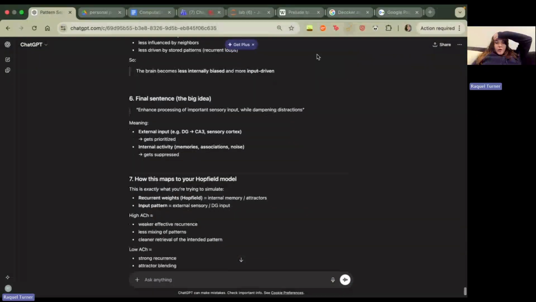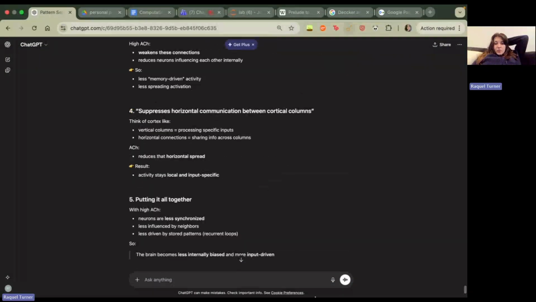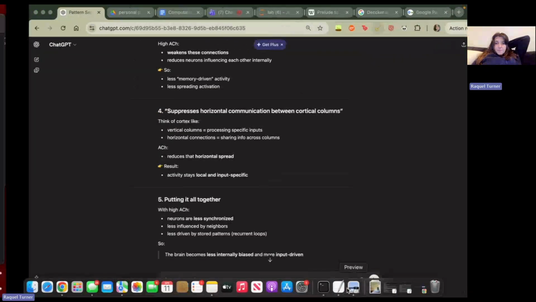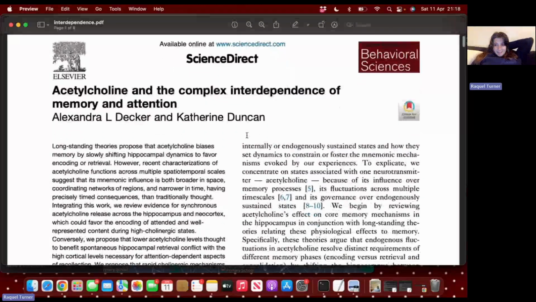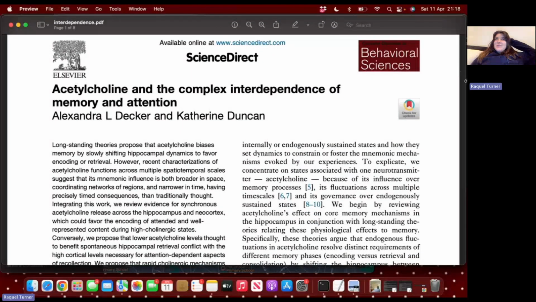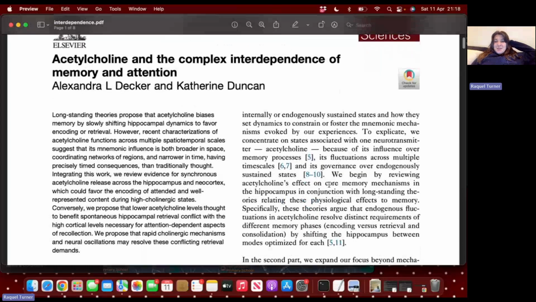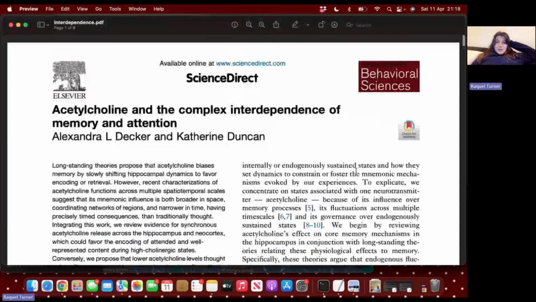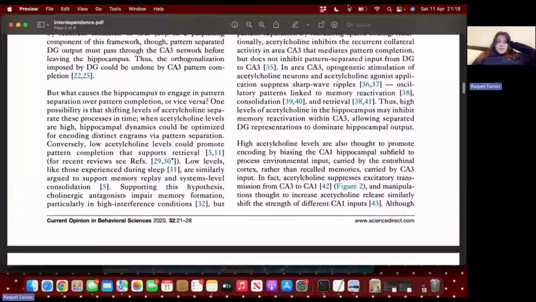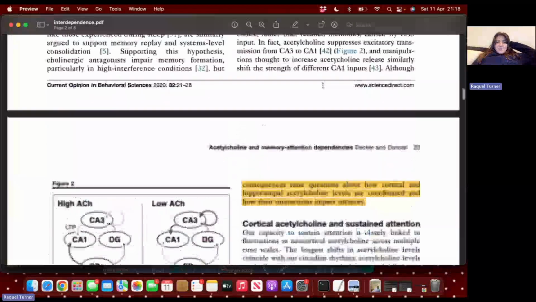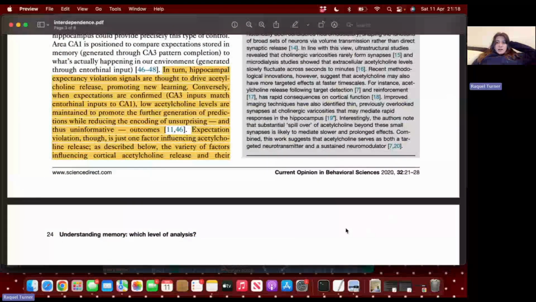Right, a while later, and I've just been reading back through this paper called Acetylcholine and the Complex Interdependence of Memory and Attention by Alexandra L. Decker and Catherine Duncan. First of all, I love to see female names in my neuroscience papers. I know it's a little thing, but it just makes me feel happy. But also, I need to read this whole paper like 10 times, to be honest. There's so much to unpack, I think.